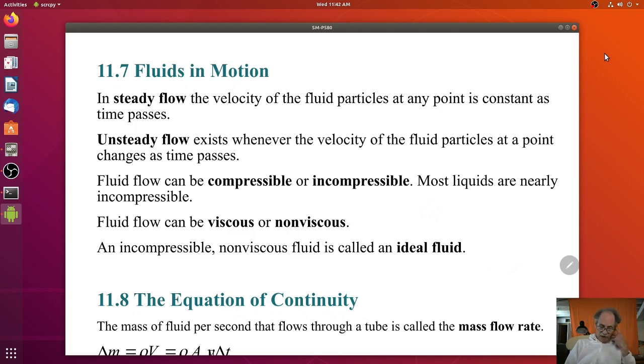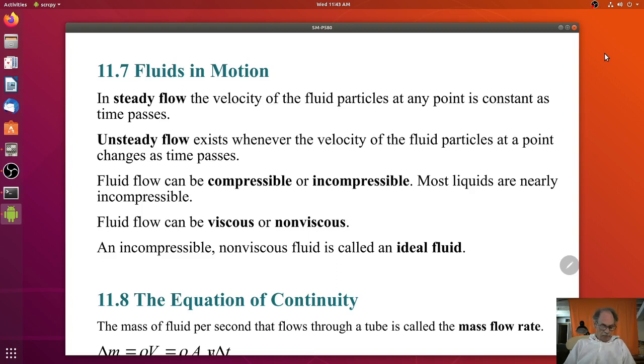Fluid flow can be compressible or incompressible. Most liquids are pretty incompressible with normal pressures. They don't change their density. Compressible or incompressible refers to whether the density is changing. If they get compressed, their density goes up. If they get decompressed, their density goes down.